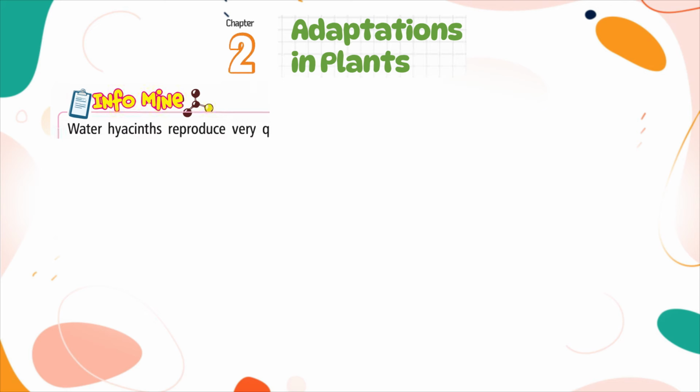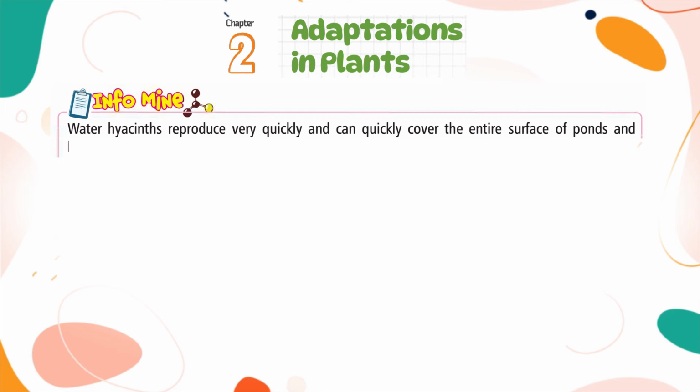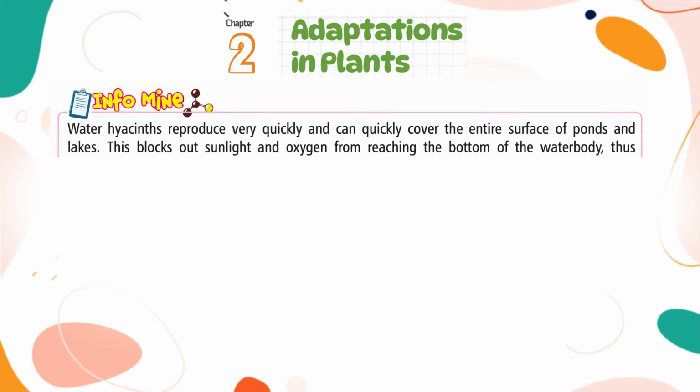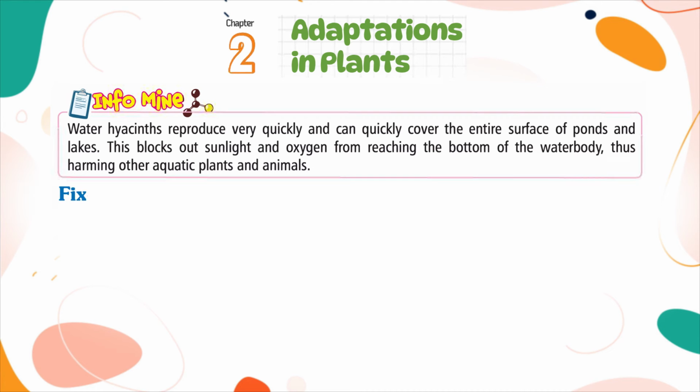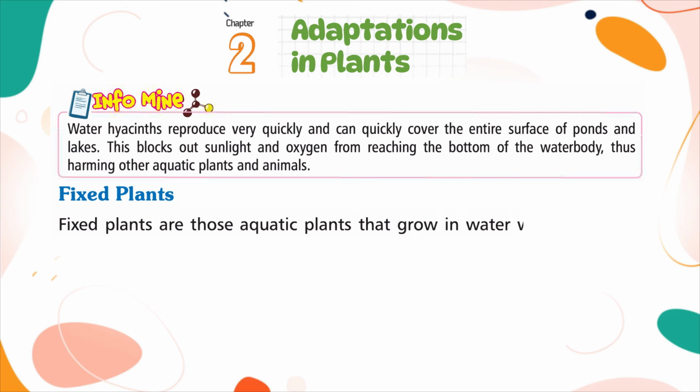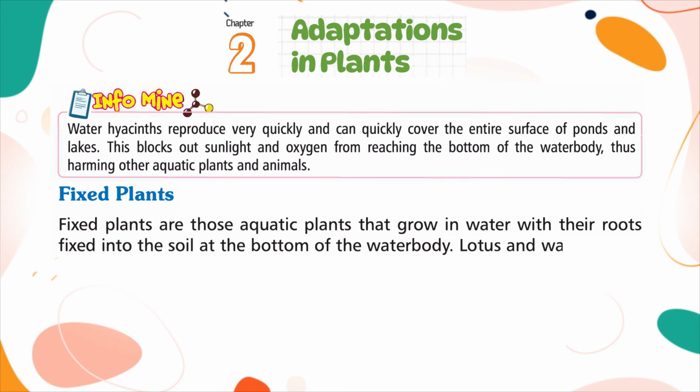Info mine. Water hyacinths reproduce very quickly and can quickly cover the entire surface of ponds and lakes. This blocks sunlight and oxygen from reaching the bottom of the water body, thus harming other aquatic plants and animals. Fixed plants. Fixed plants are those aquatic plants that grow in water with their roots fixed into the soil at the bottom of the water body.